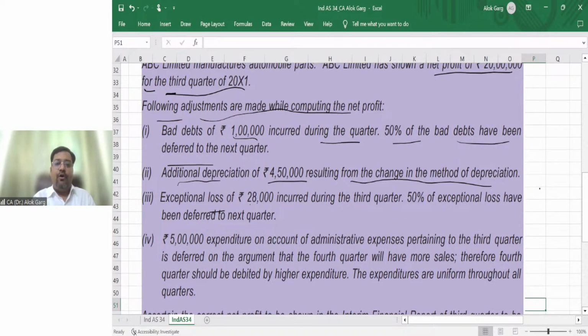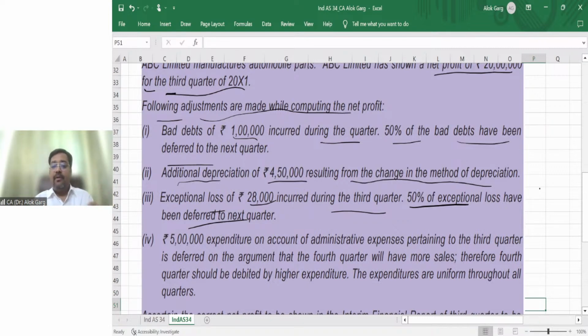Exceptional loss of rupees 28,000 incurred during the third quarter. There was an exceptional loss. And the company has also deferred 50% of the exceptional loss to the next quarter. Is that right? Answer is no. The entire exceptional loss has to be charged off to the current period only.